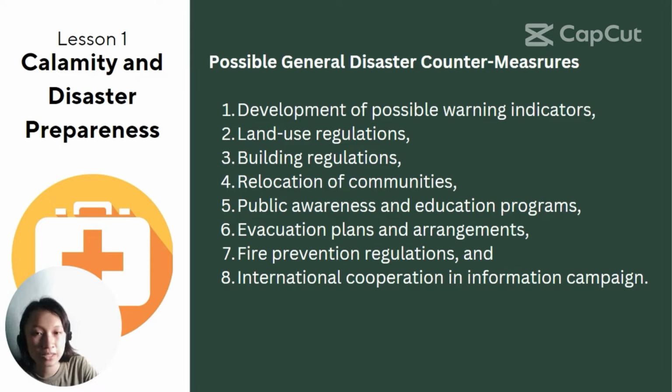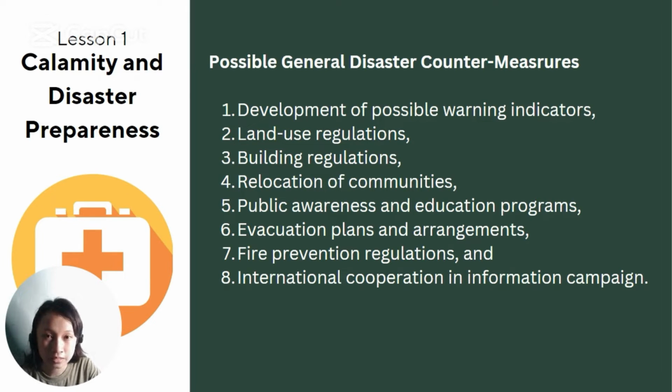And then number 3 is building regulations. What these building regulations do is protect our safety, health, and welfare around buildings. And then relocation of communities. Of course, if there is a disaster, we can relocate those who were affected.